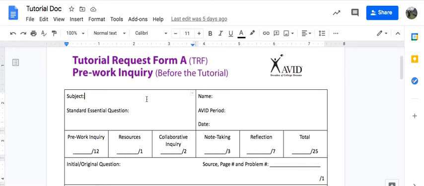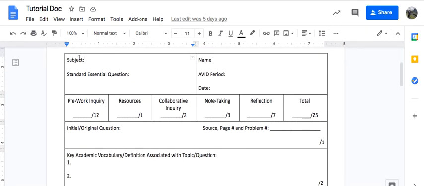We are trying to help one another. We are trying to make sure that we are the most successful academically that we can possibly be. So let's do that. Okay, so first and foremost, get your subject. Make sure you have your essential question. If there is not one posted, you can make one. Okay, please do not leave this blank.